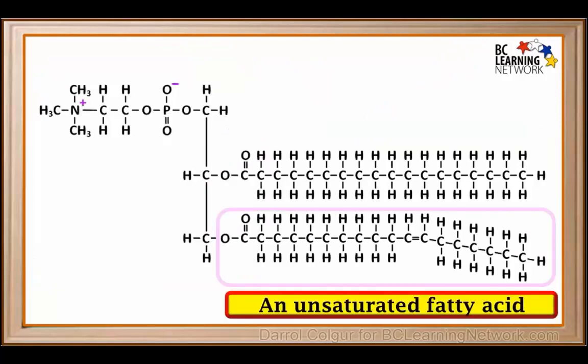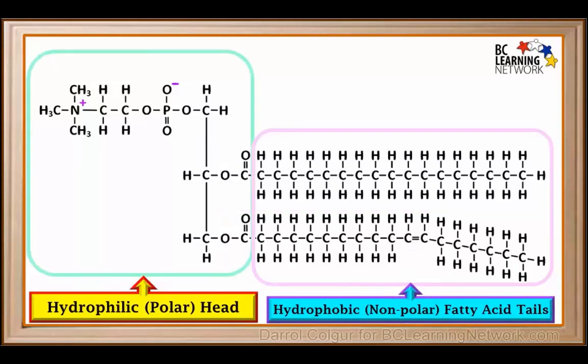Note that sometimes either one or both of the fatty acids in a phospholipid can be unsaturated, which means it has one or more double carbon-carbon bonds and less hydrogens than a saturated fatty acid. Notice the presence of a double bond alters its shape. But the fatty acid tail is still hydrophobic and nonpolar.